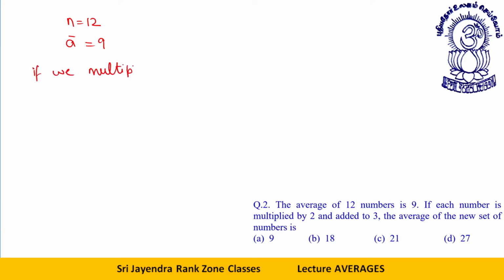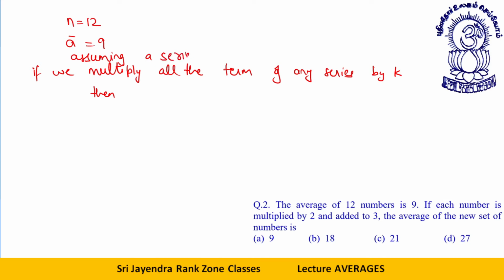if we multiply all the terms of any series by k, let's assume the previous average was A bar. Now, if all the terms of any series are multiplied by k, then the new average becomes A bar into k, or k into A bar.